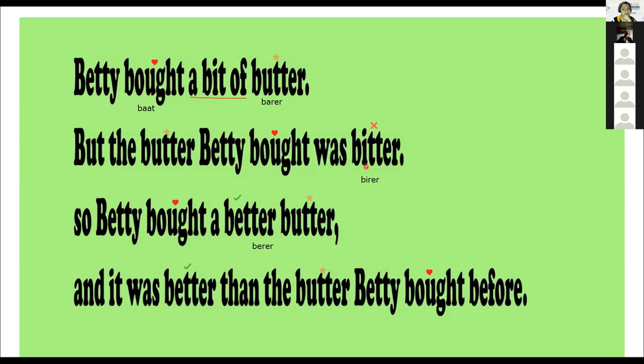Was bitter. So very bad. A better butter. And it was better. Than the butter. Very bad. Before.